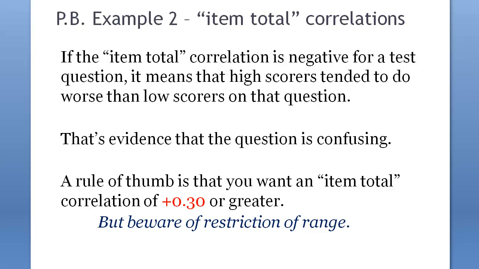If the item total correlation is negative for a test question, it means that high scorers tend to do worse than low scorers on that question. And that's evidence that the question is confusing, maybe. And the rule of thumb is that you want an item total correlation of 0.30 or greater, but be aware of restriction of range.